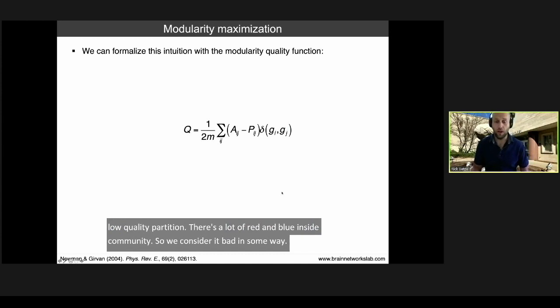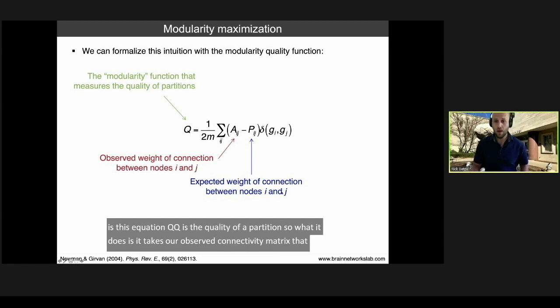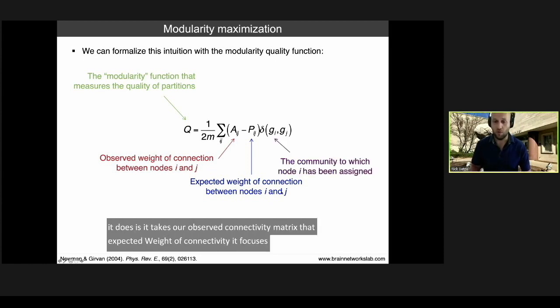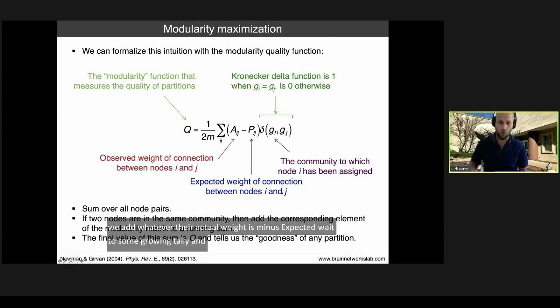We can formalize this intuition by considering the modularity quality function. Now, I won't go into too much detail, but it's worth knowing what modularity is. And modularity is this equation Q. Q is the quality of a partition. So what it does is it takes our observed connectivity matrix, that expected weight of connectivity. It focuses on the communities to which each node has been assigned. And effectively what it's doing is it's summing over all of the connections in the network. If the nodes that are connected are in the same community, then we add whatever their actual weight is minus the expected weight to some growing tally. And the goal is to make this growing tally, this total sum, as big as possible. And bigger values of Q intuitively mean better partitions. It's kind of the goodness or the quality of the partition. So we can use Q to grade how good a set of clusters are.